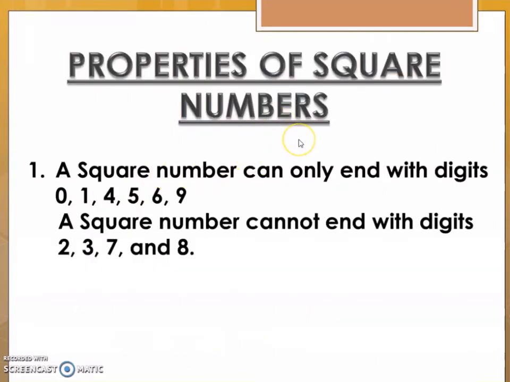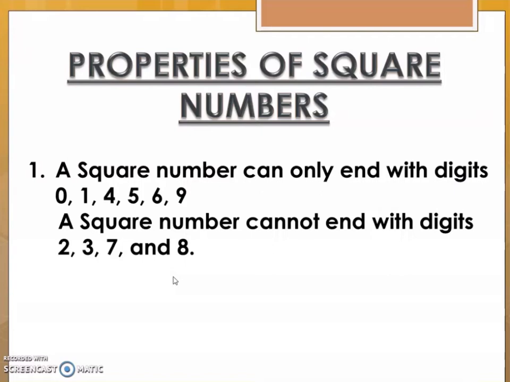Properties of square numbers. The first property of a square number is that a square number can only end with the digits 0, 1, 4, 5, 6 and 9. So a square number cannot end with the other digits. So if a number is given to you which is ending with the digit 2 and it is asked whether it is a square number, or can it be a square number, or find the square root of this number, you can directly say that this is not a perfect square number because it is ending with the digit 2.